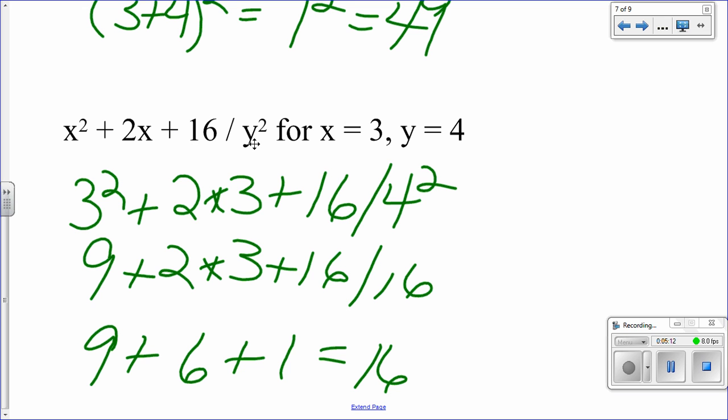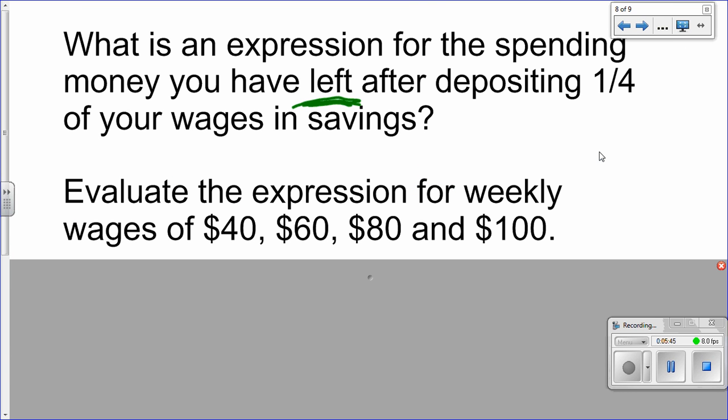Here's another one. x squared plus 2x plus 16 divided by y squared for x equals 3 and y equals 4. Substitute in every place you see an x, the number 3, and every place you see a y, the number 4. Take care of your exponents. Multiply or divide from left to right, and then add or subtract from left to right.